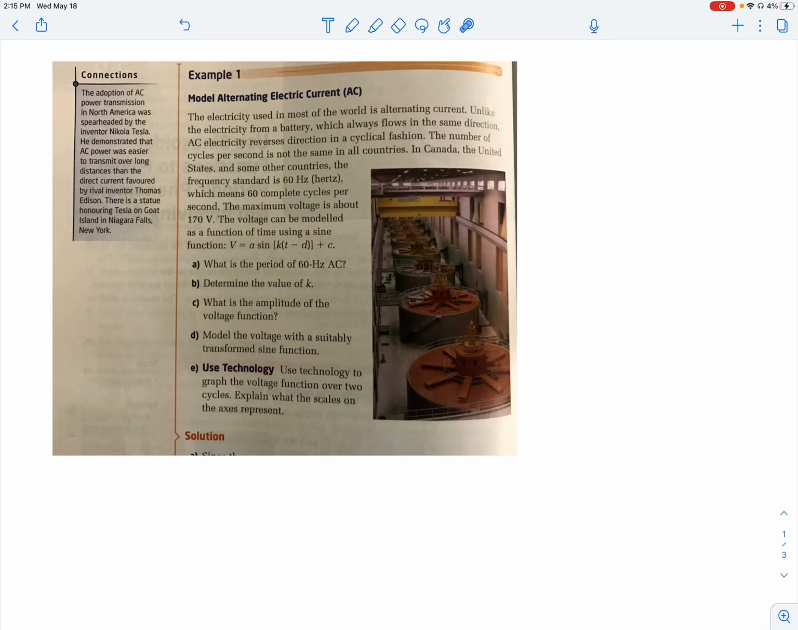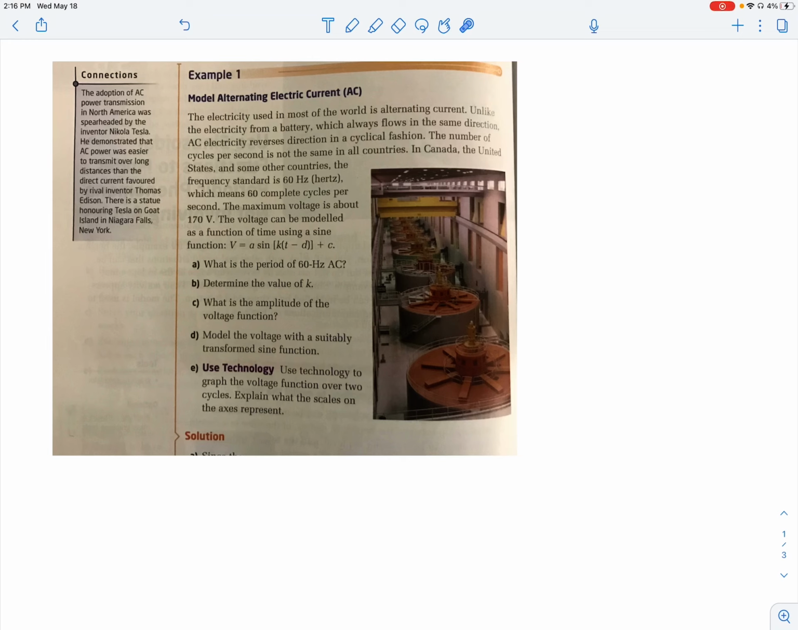The number of cycles per second is not the same in all countries. In Canada, the United States, and some other countries, the frequency standard is 60 hertz. That means 60 complete cycles per second are completed. So if the AC current's going this way one second and then it switches the other way, and it's rated at 60 hertz, that means it does that 60 times in 1 second. You've probably noticed this with some of the fluorescent lighting in buildings. You can sometimes tell that it's flickering, and it's because the current is actually changing direction 60 times in 1 second.